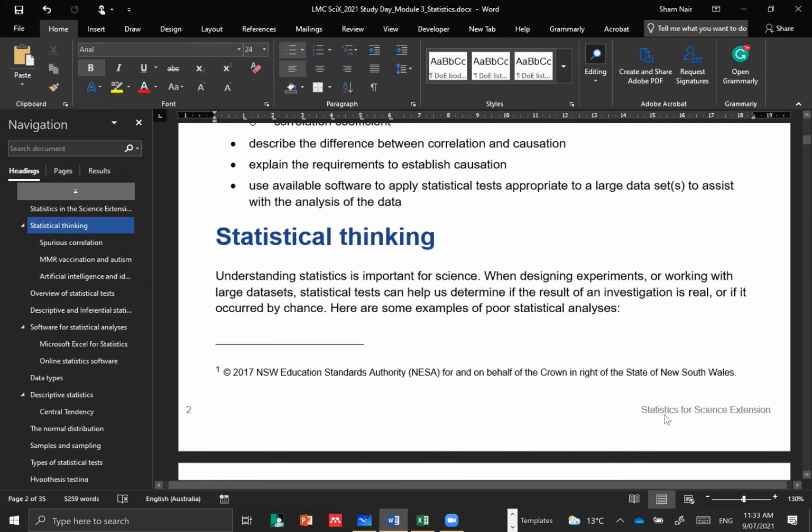So why statistical thinking? One of the aims of science extension is to try and get science extension students to think like a scientist. In other words, to think critically, logically, and using evidence wherever possible to support their statements.